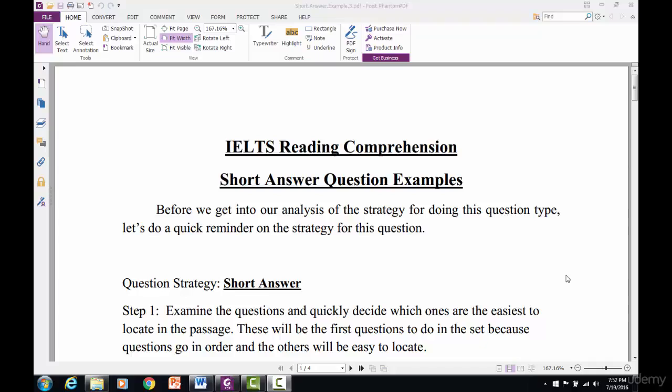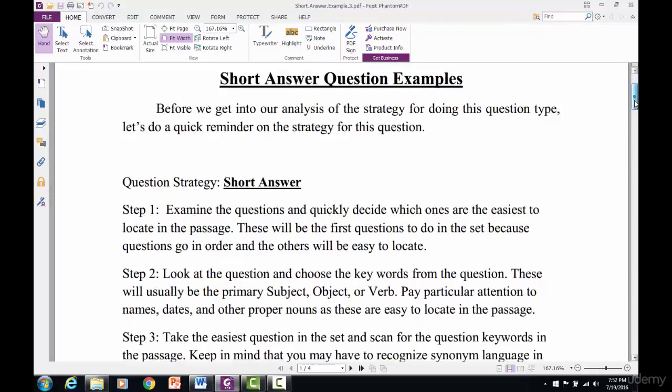The short answer questions, as you know by now, go in order. We want to do the easiest ones to find first. We have to look for the keywords in the question, and then scan the passage and find the sentence that has those keywords. Read the sentence and pick the answer that answers the question. The most challenging thing is being able to scan and find the right sentence. That's the challenge, right? That is the challenge. All right, so let's take a look at these here.